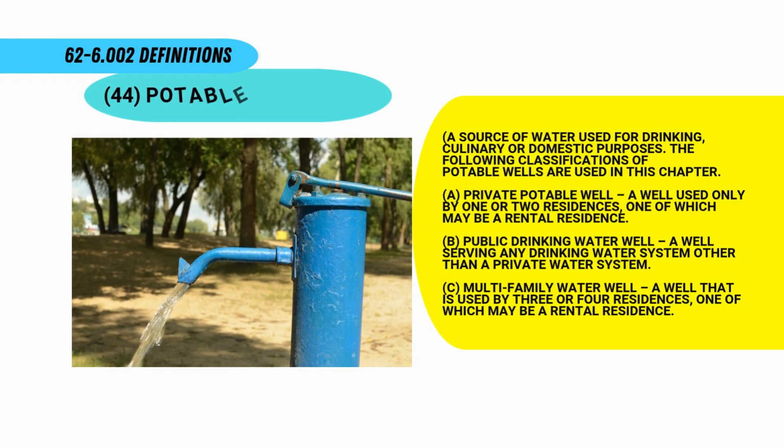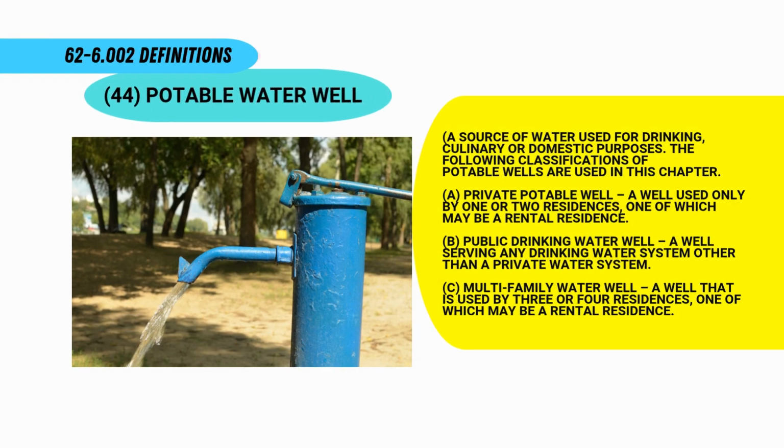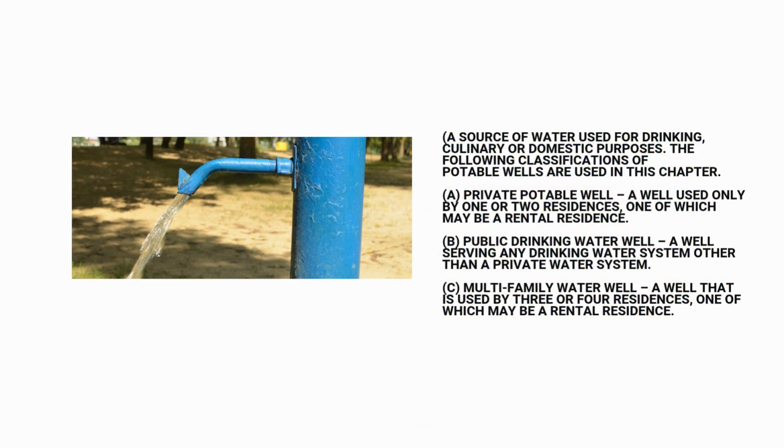44. Potable water well, a source of water used for drinking, culinary or domestic purposes. The following classifications of potable wells are used in this chapter. A. Private potable well, a well used only by one or two residences, one of which may be a rental residence. B. Public drinking water well, a well serving any drinking water system other than a private water system. C. Multifamily water well, a well that is used by 3 or 4 residences.